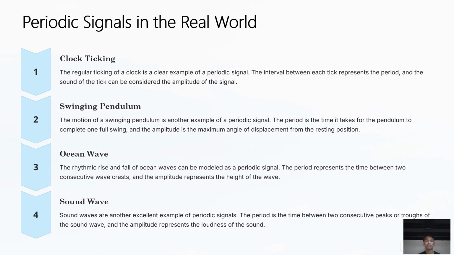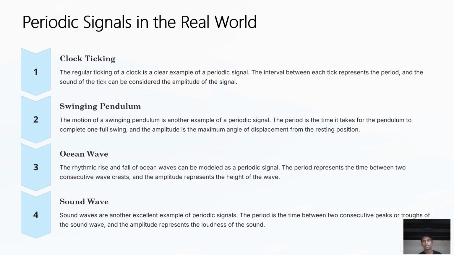Periodic signals in the real world. Clock ticking. The regular ticking of a clock is a very clear example of a periodic signal. The interval between each tick represents the period, and the sound of the tick can be considered the amplitude of the signal. Swinging pendulum. The motion of a swinging pendulum is another example of a periodic signal.